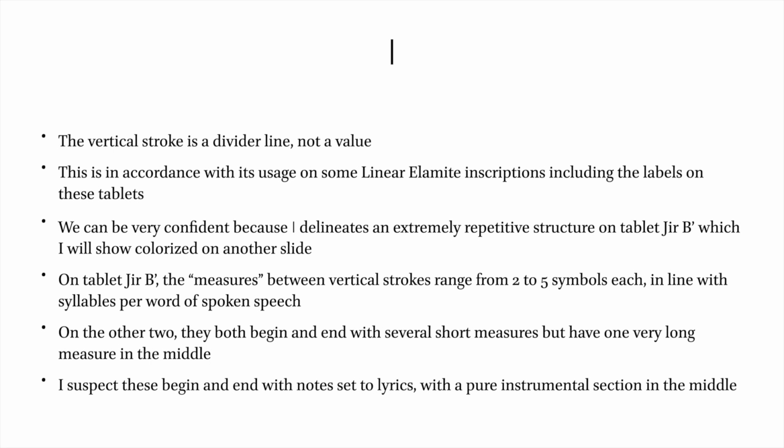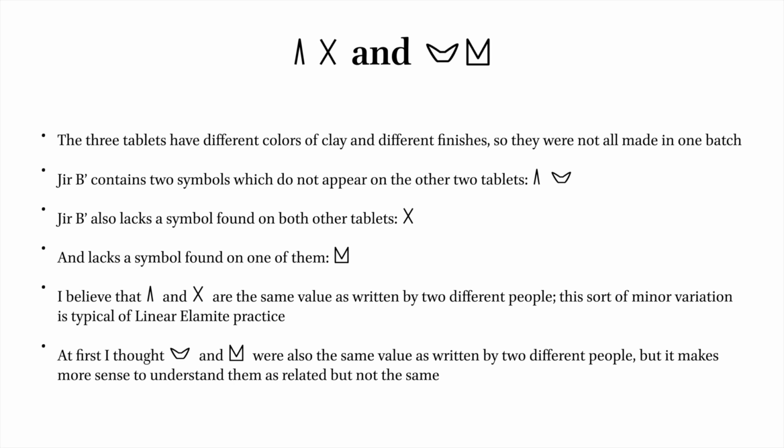The three tablets have different colors of clay and different finishes, so they were not made all in one batch and could have been made by people who didn't even know each other. Tablet B contains two symbols which do not appear on the other two tablets. We will call them V and boat. Tablet B also lacks a symbol found on both other tablets, the X, and it lacks a symbol found on one of the other tablets. We'll call that crown. I believe that V and X are the same value as written by two different people.